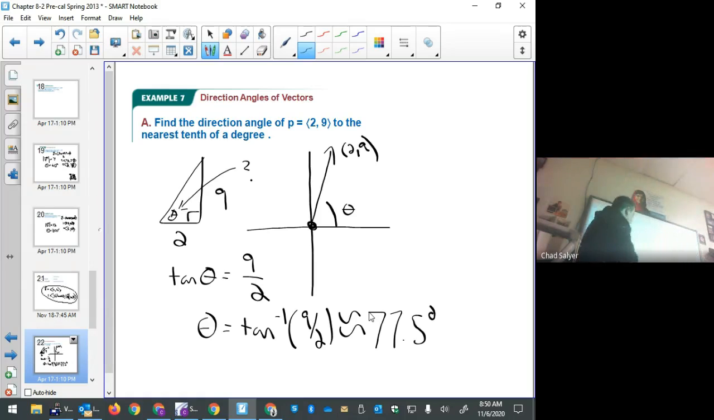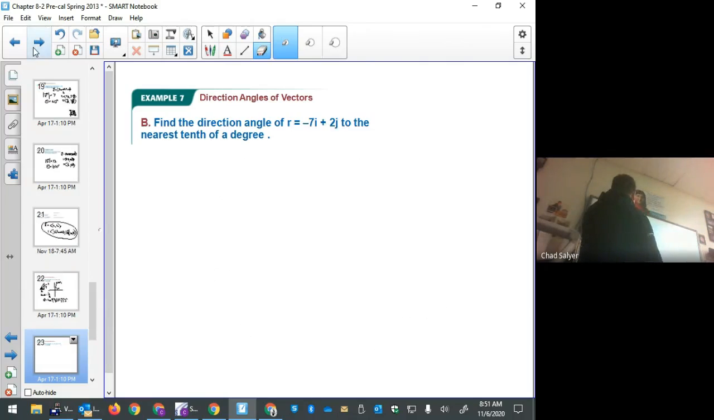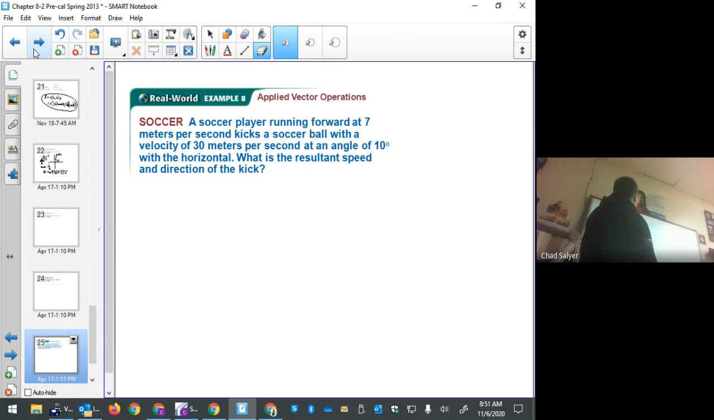What is the symbol that's after the 77.5? Degrees. That's degrees. Okay. Yeah, sorry, buddy. I thought so. I just wasn't sure. More clearly a degree there. Okay, so I think we're good to go on those. Find the direction angle to the nearest tenth. Yeah, we did that.